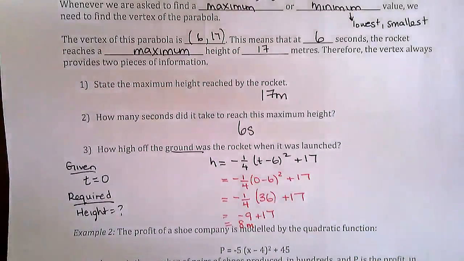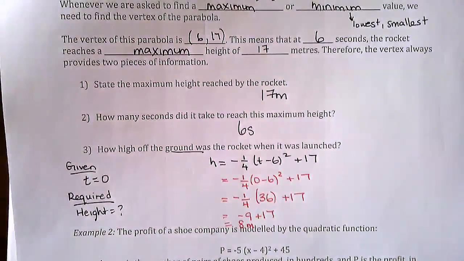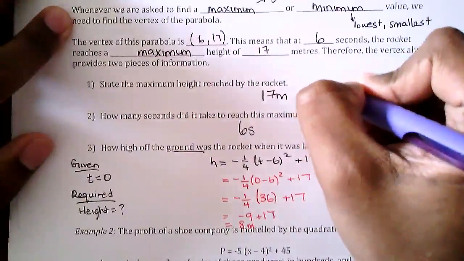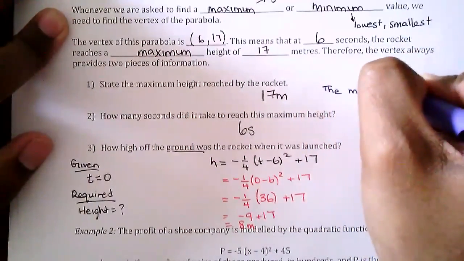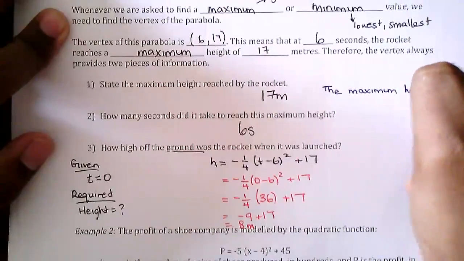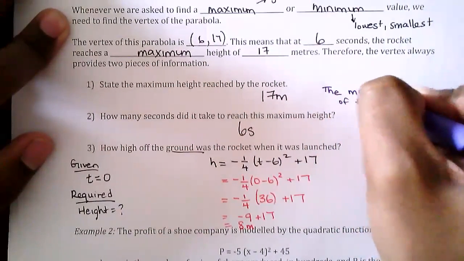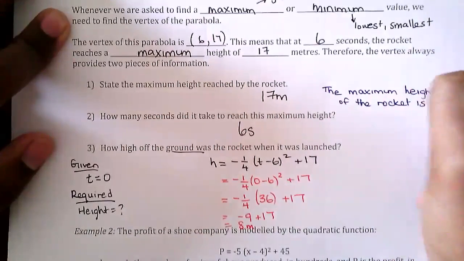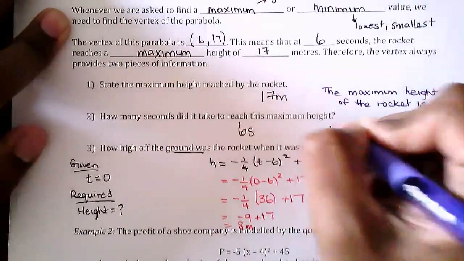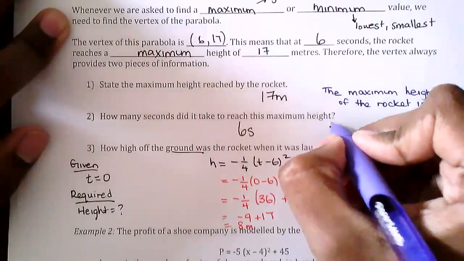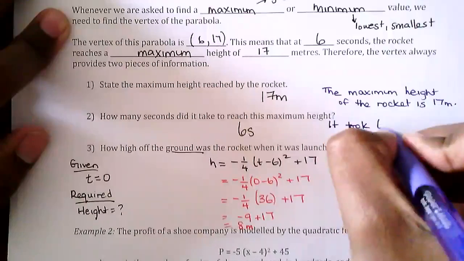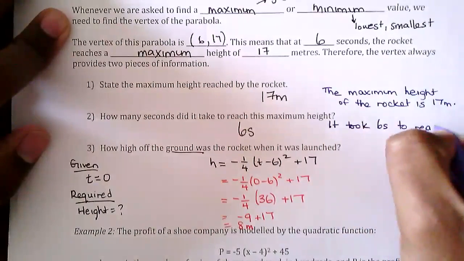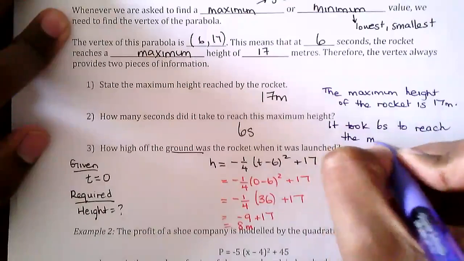Now, you should have noticed that I made a mistake in every single one of these questions. And you should have picked up on the fact that I should be writing sentences to answer these questions because they are word problems. So you should say something like the maximum height of the rocket is 17 meters. And then for this question, it says how many seconds did it take to reach the maximum height? It took 6 seconds to reach the maximum height.